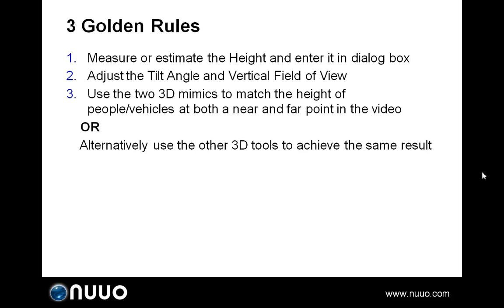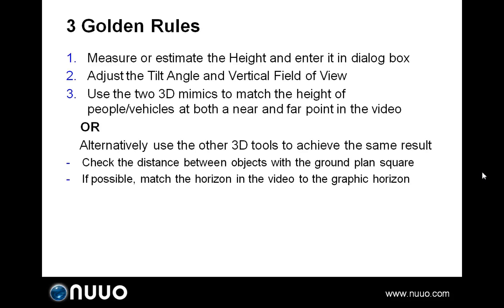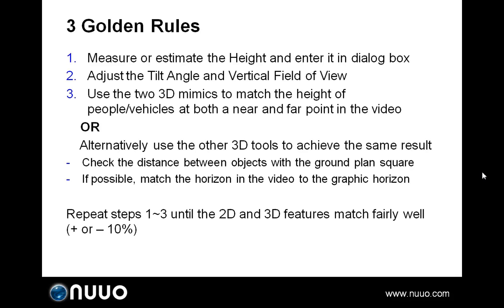Alternatively, use the other 3D tools to achieve the same result, which involves checking the distance between objects with the ground plan squares, which should be approximately 2 by 2 meters each, and if possible, matching the horizon in the video to the graphic horizon line. Repeat steps 1 to 3 until the 2D and 3D features match fairly well.